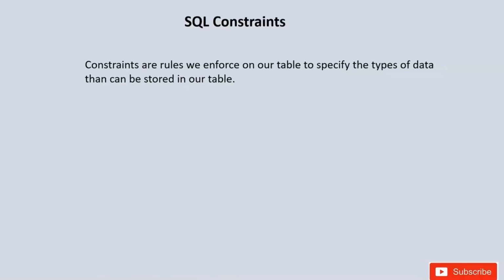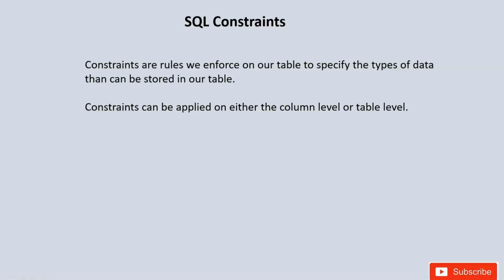The next topic I would like us to talk about is SQL constraints. Constraints are rules we enforce on our table to specify the types of data that can be stored in our table. Also, constraints can be applied on either the column level or the table level. So essentially, we can either enforce a constraint on a column, or we can enforce the constraint on the table as a whole.